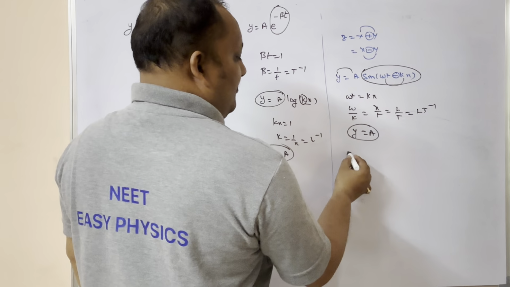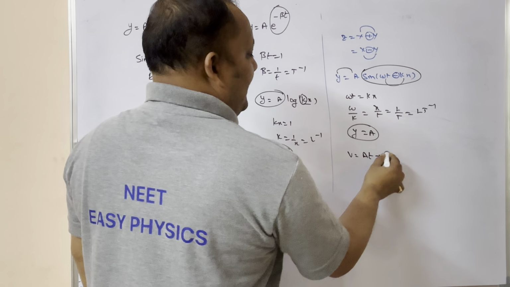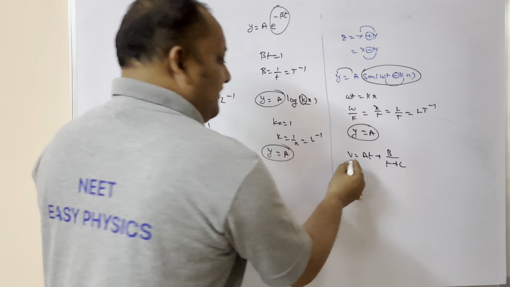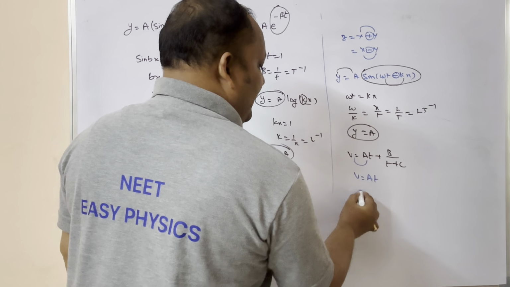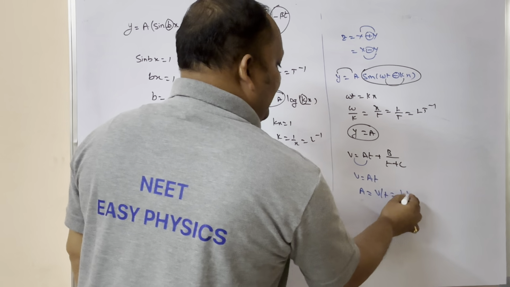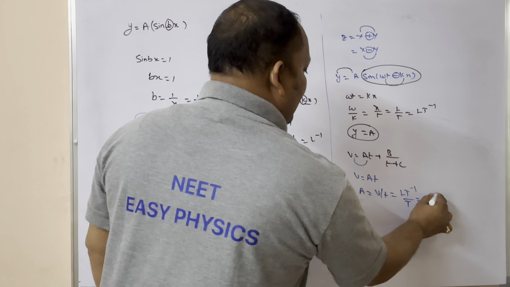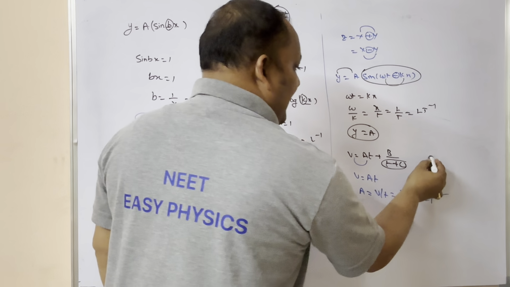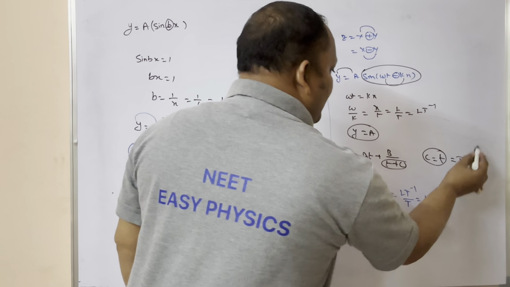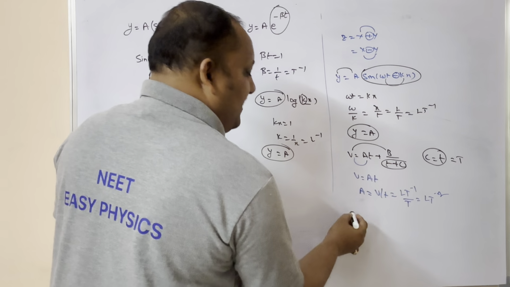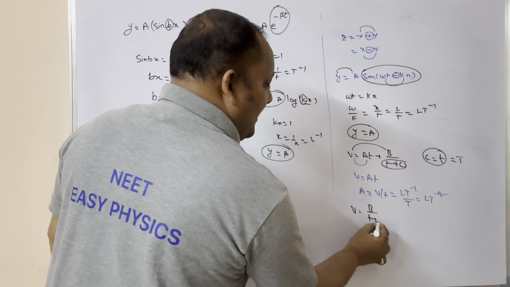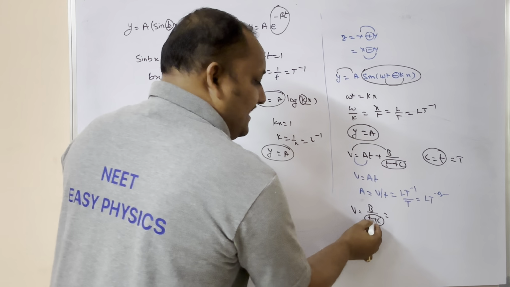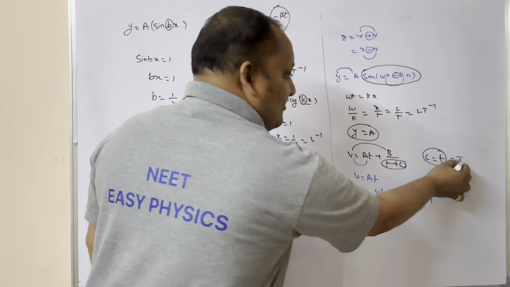You have to do it very carefully. v is equal to at plus b by t plus c, they gave. Let us assume. At the time, v should be equal to at. a is v by t, LT power minus 1 by t, LT power minus 2. Similarly, c and t are going to be added. Therefore, dimensionally, c is going to be equal to T. And if you want b, v is equal to b by t plus c. So the denominator terms, t and c, are going to be the same dimensionally. That is going to be T.